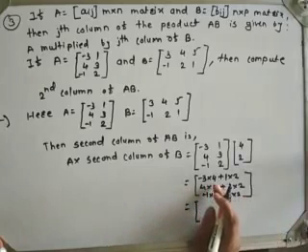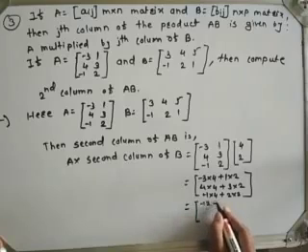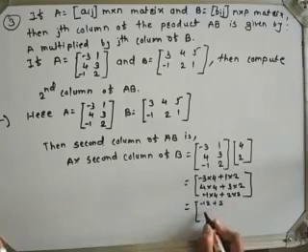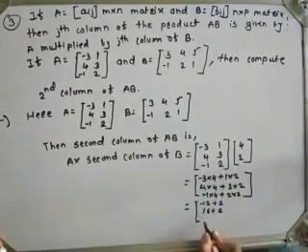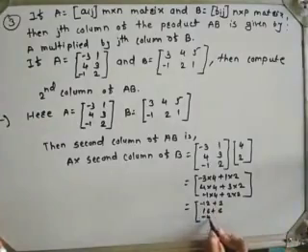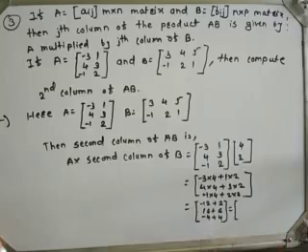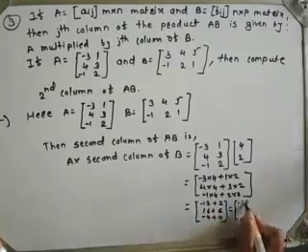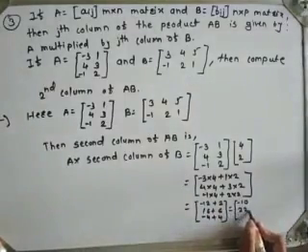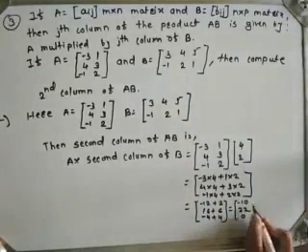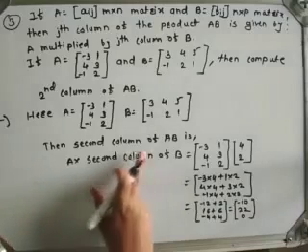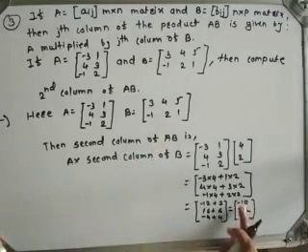Minus 3 into 4 is minus 12 plus 2. Then the next entry is 16 plus 6, and the last entry is minus 4 plus 4, which is equal to minus 12 plus 2 is minus 10, 16 plus 6 is 22, minus 4 plus 4 is 0. Hence the second column of AB is the matrix minus 10, 22, 0.